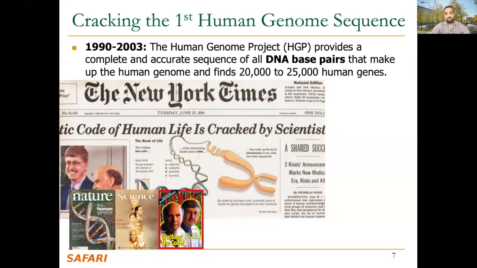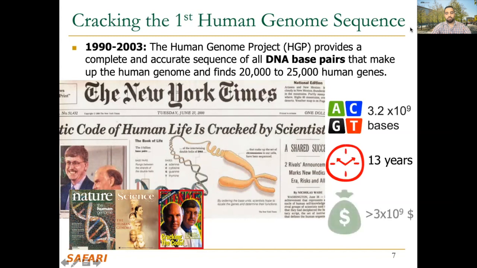In 1990, we started to work on it, and it took 13 years to get the first draft. Then the improvement continued over the following years. Every year we got a small modification or a major version until today. Even until 2021, we keep updating this reference genome.